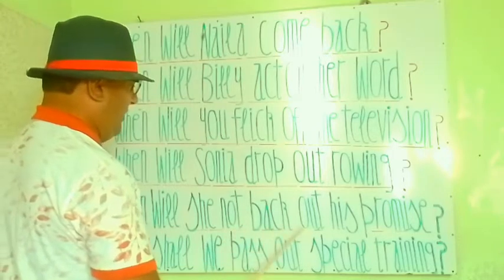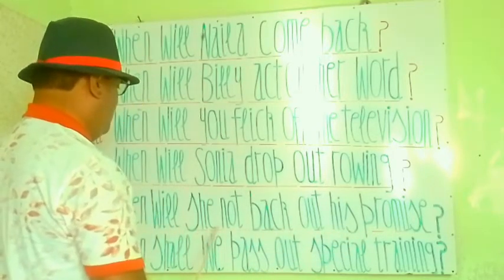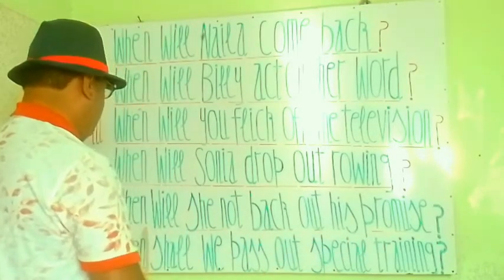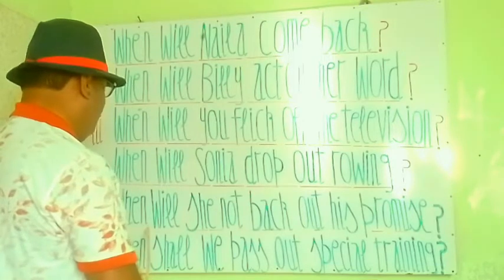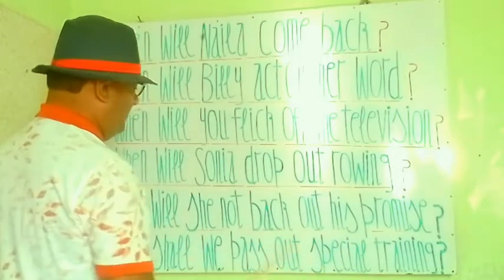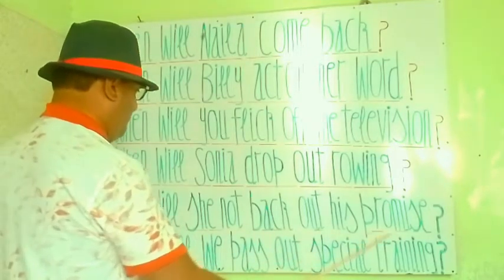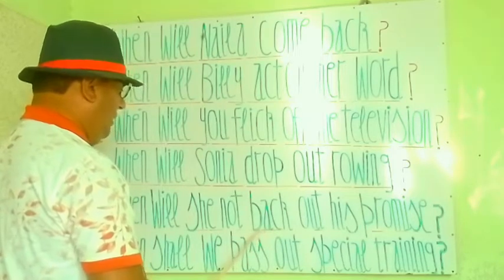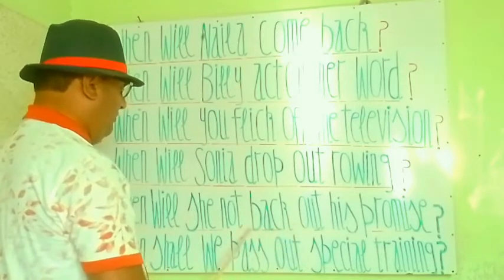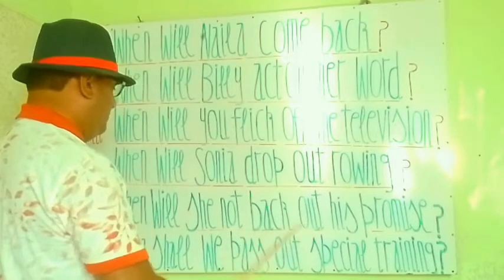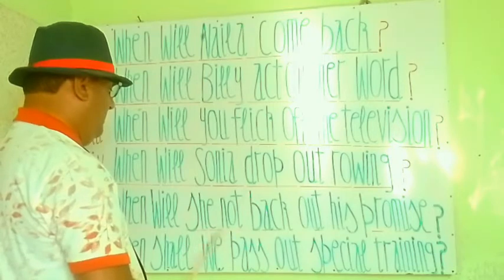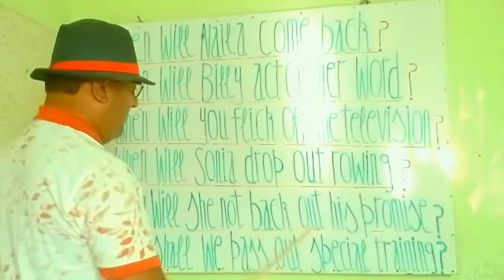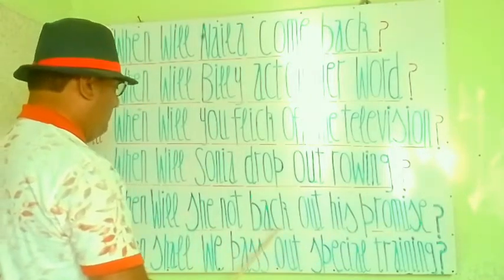When will she not back out his promise? This is an interrogative negative statement. Back out means do not fulfill the promise. So this is a negative statement, but its meaning or sense is a positive. When will she not back out his promise?